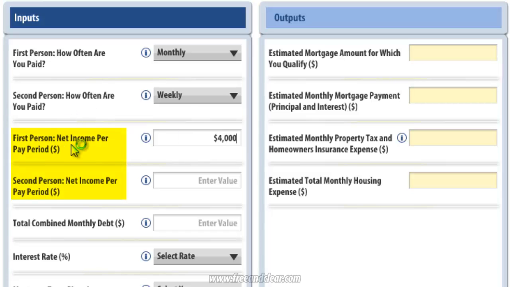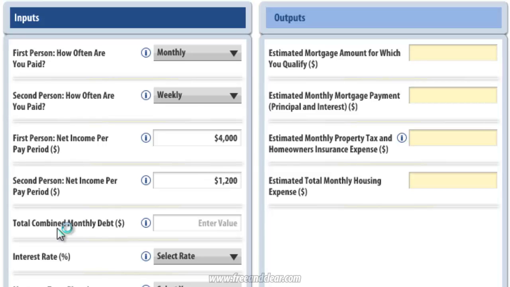It's important to point out that this input requires net income. So that's your income after subtracting deductions such as taxes, Social Security, payroll. It's basically your take-home pay. The next input asks what is the net income per pay period for the second person. So in this case we selected weekly for the pay period for the second person. So I'm going to say that that person gets paid $1,200.